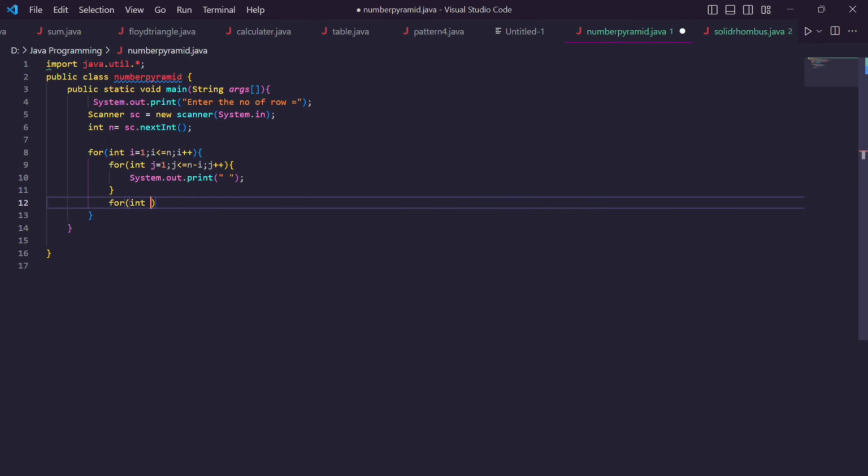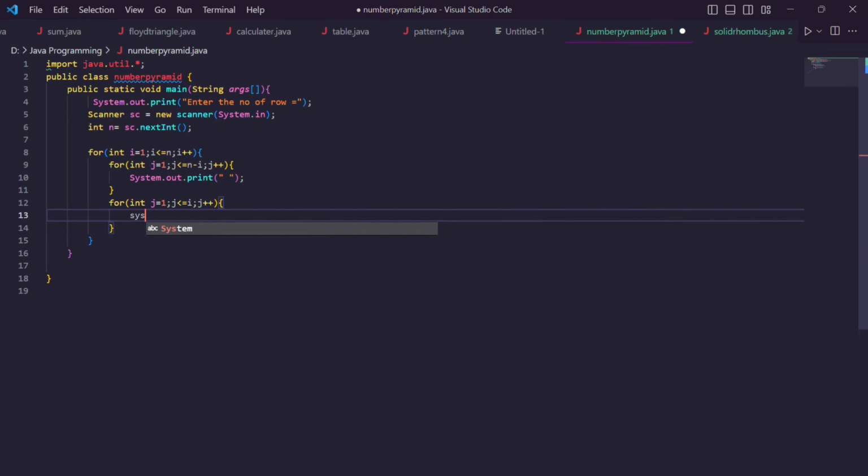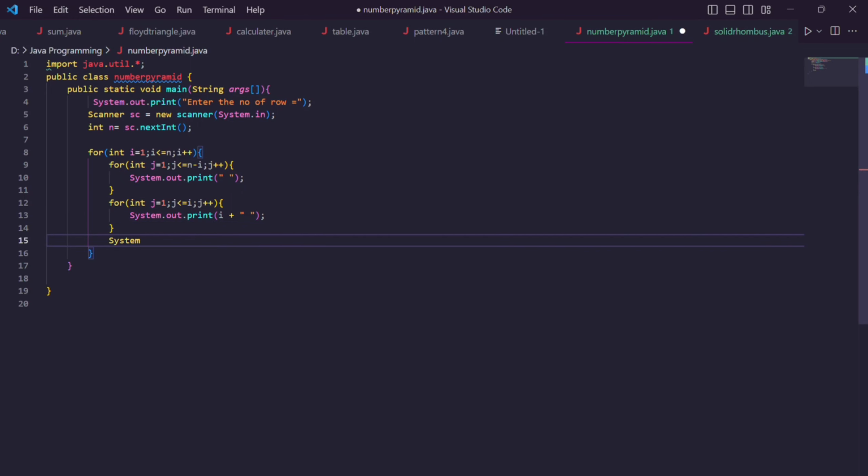the space, and then we are printing the number for int j equals 1, j up to i, and j keeps increasing, and then we are printing the i plus, and then we are giving some space and execute. Then next line println, and then execute this program.